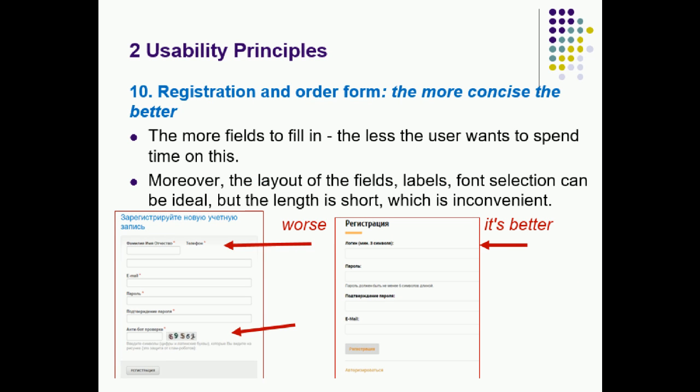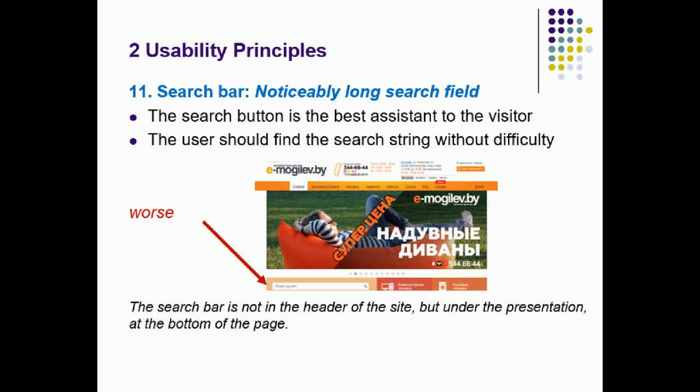Next, registration and order form. The more concise, the better. The more fields to fill in, the less the user wants to spend time on this. Moreover, the layout of the fields, labels, and font selection can be ideal, but a long form is inconvenient. Next, search bar. Notably, a long search field and the search button are the best assistance to the visitor, especially when it comes to a large resource. The user should find the search string without difficulty.